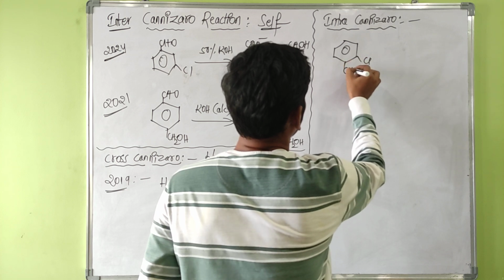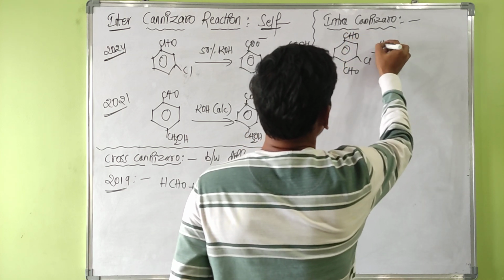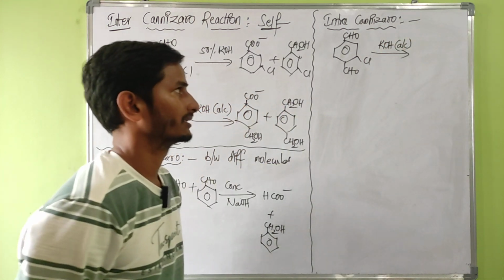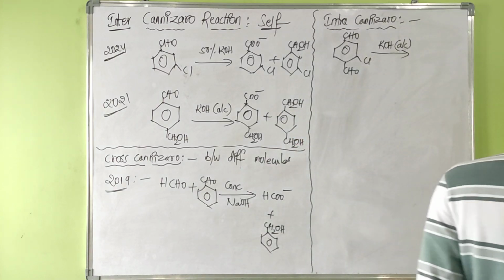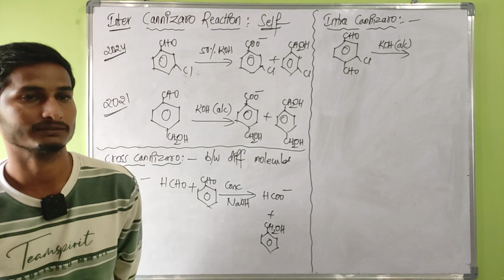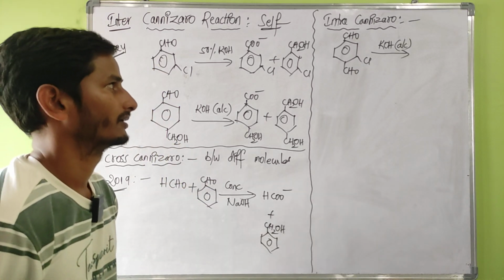So I'm taking this molecule. Try to solve this question. I'm giving KOH in alcohol medium. So try to solve the question. Which carbon gets oxidized, which carbon gets reduced? Take 5 to 10 seconds of time. Put the pen on paper.